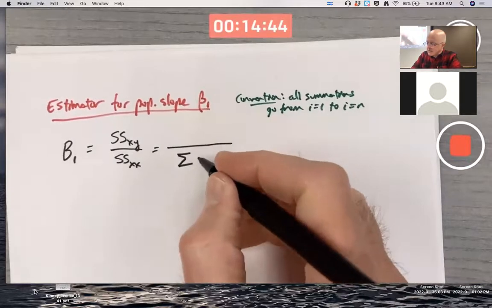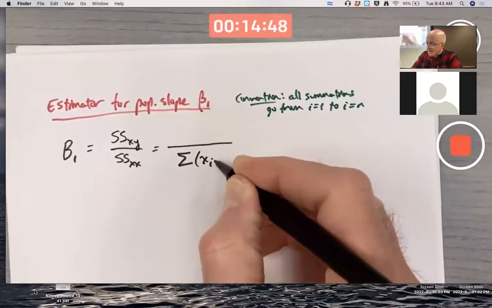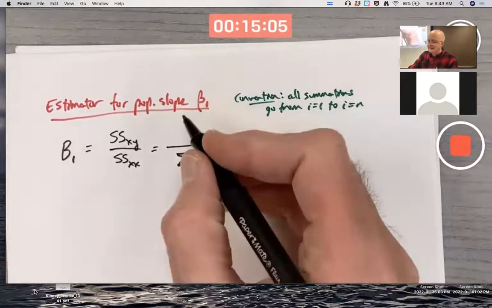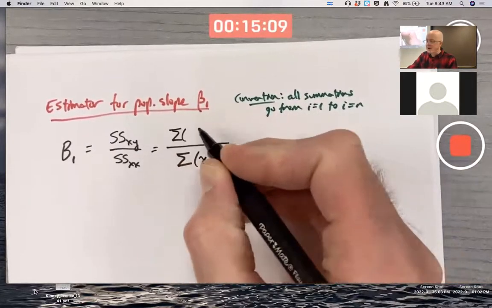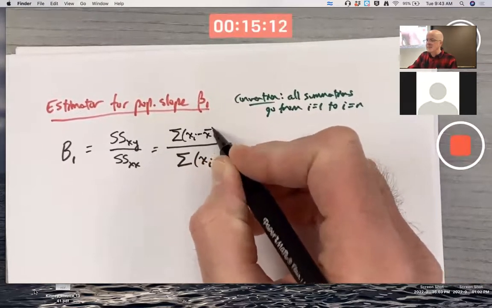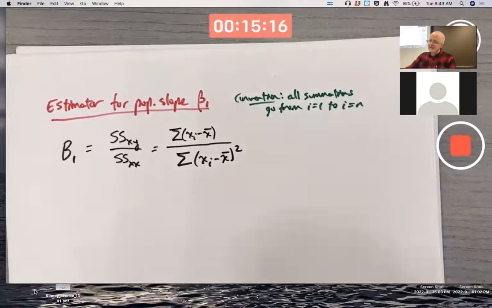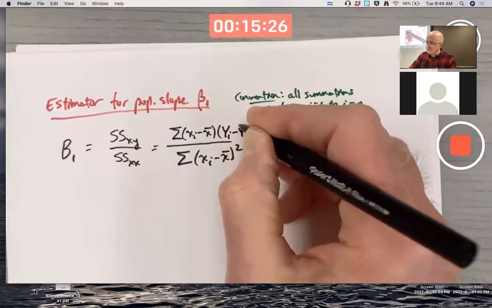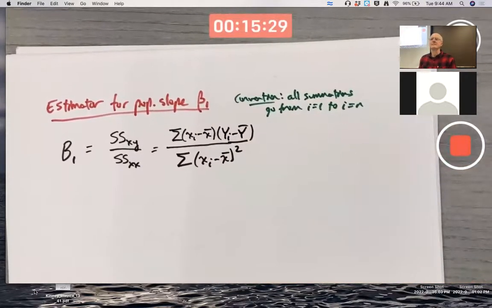SSXX is a sum of squares, xi minus x bar quantity squared. SSXY is not technically a sum of squares, but we use the notation anyway because it's kind of analogous to what we have here. It's a sum of products, xi minus x bar times yi minus y bar, but since we're doing the theory, Y is a random variable, so use capital letters.